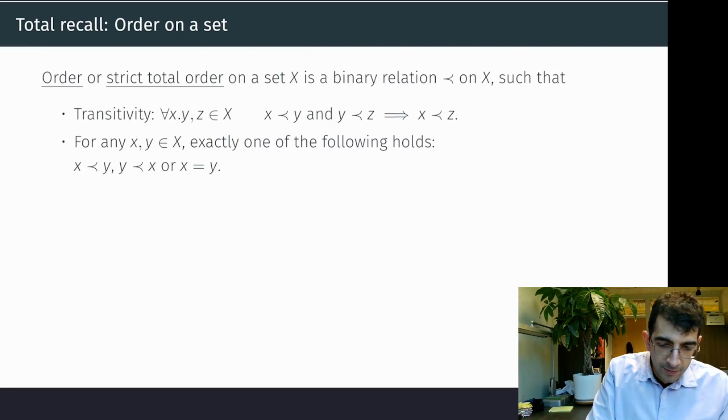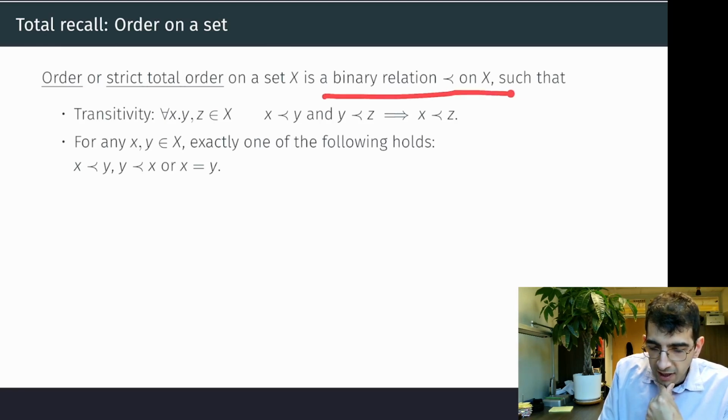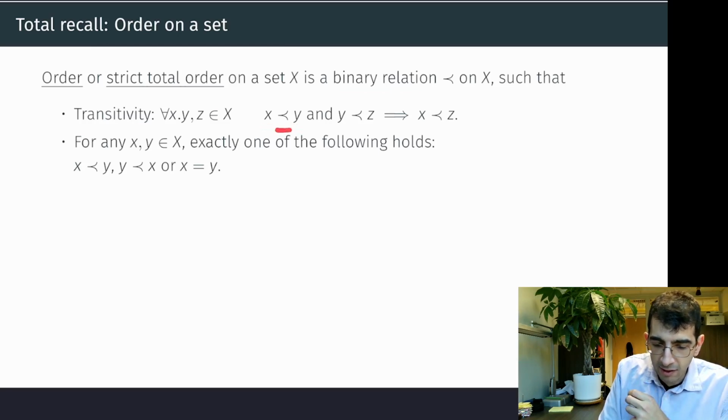So an order in its most theoretical sense is a binary relation on a set X such that it is transitive. For instance, if X is ordered less than Y, and Y is ordered less than Z, then X must be ordered less than Z. So order has to be transitive, and for any X and Y in the set, exactly one of the following holds: either X is ordered lower than Y, or Y is ordered lower than X, or X and Y are ordered equally.